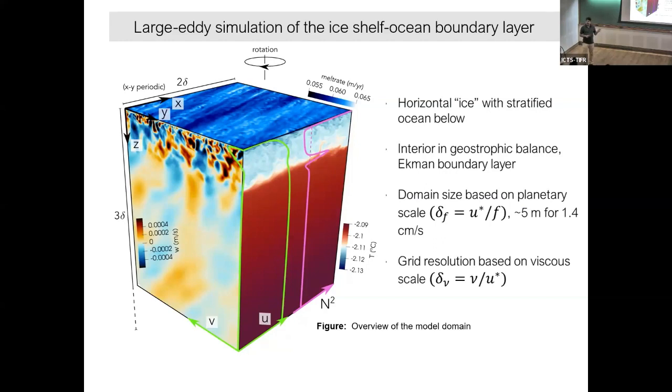So it's a very simple setup. We make a box, we use periodicity in the horizontal direction, and we put ice there. One simplification here is that this ice doesn't deform, it remains as a slab. Of course we have to make a lot of assumptions here, but we try to make it as simple as possible so that we can understand the fundamentals. That's the objective.